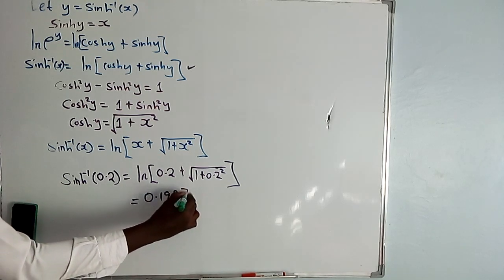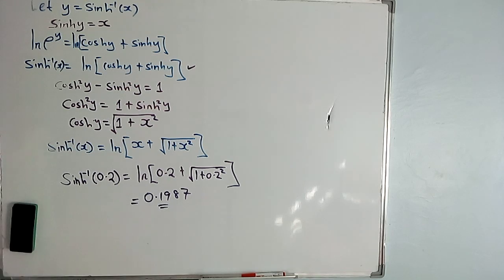0.1987. So you have 0.1987. So that is the value of sine inverse of 0.2. So you can confirm by pressing the sine inverse of 0.2 direct to see if you found the right answer. You have to confirm. If you've not found the right answer, it means you've done a mistake somewhere, isn't it?